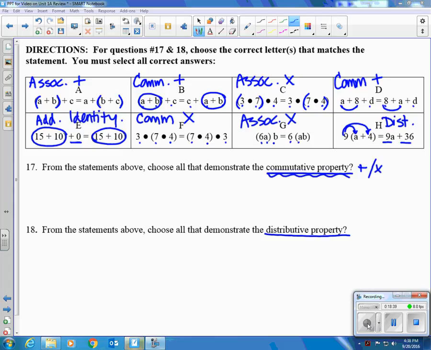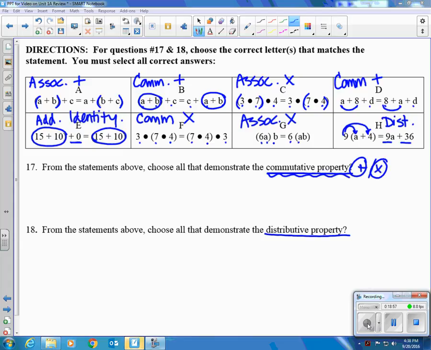All right, now that I've done all that, now I can go back to the question. And also, again, for the previous question, this gives me some examples of all these different kinds of properties. So from the statements above, choose all that demonstrate the commutative property. It doesn't matter; I want both addition and multiplication. So as long as it says commutative, I'm writing it down.